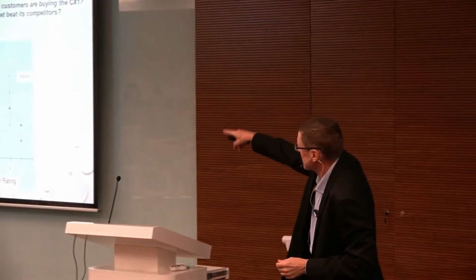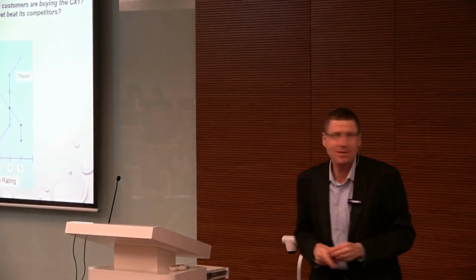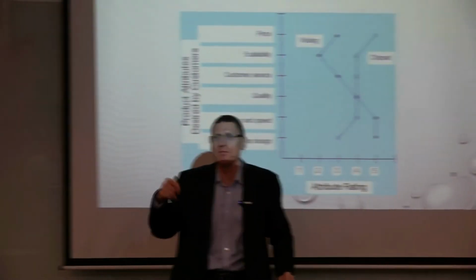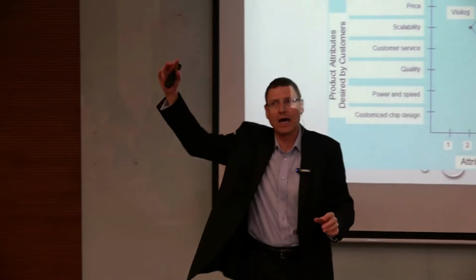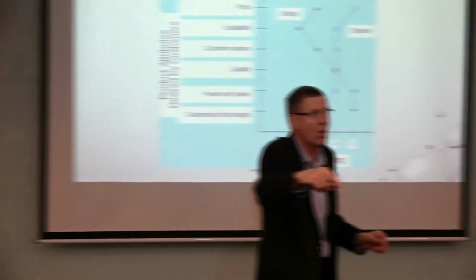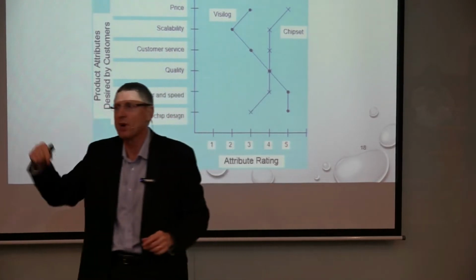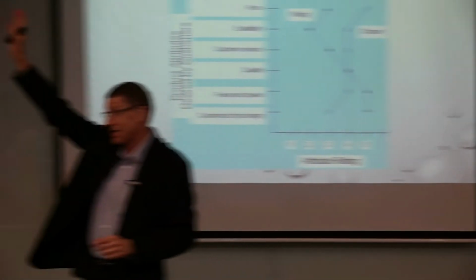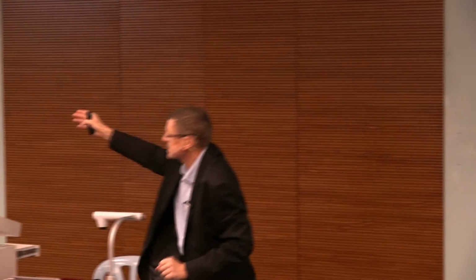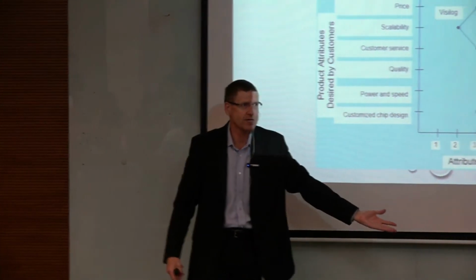So let me ask you, based on that preference map here, now remember, if you have a higher rating on price, that does not mean the product has a higher price. It means customers value price more when they're deciding, should I buy that product? Are you with me here? All right, so let me ask you the question, is chipset following a cost leadership strategy or more of a differentiation strategy? I'm going to ask you to raise your hands.